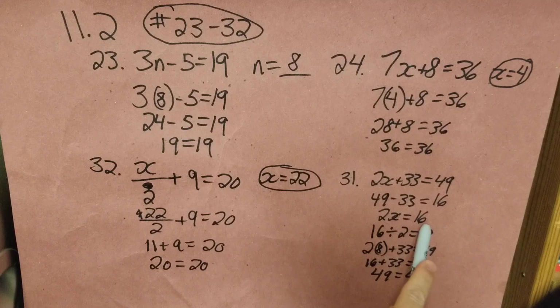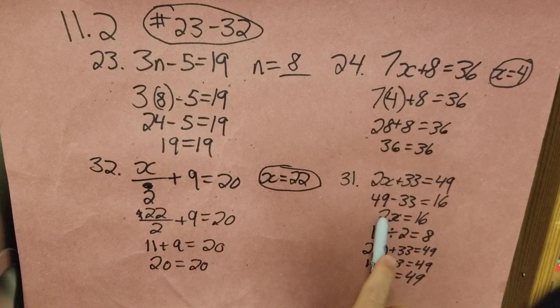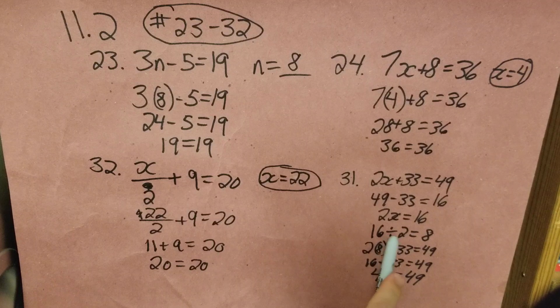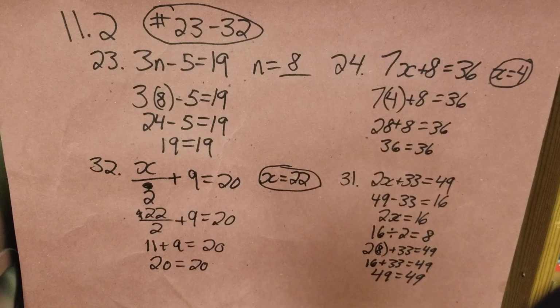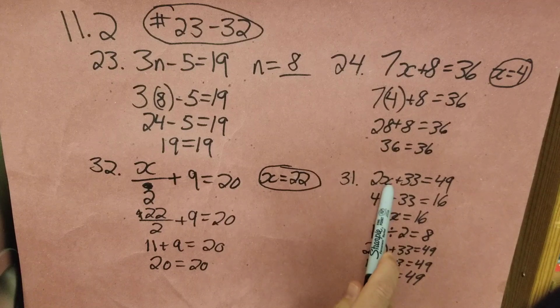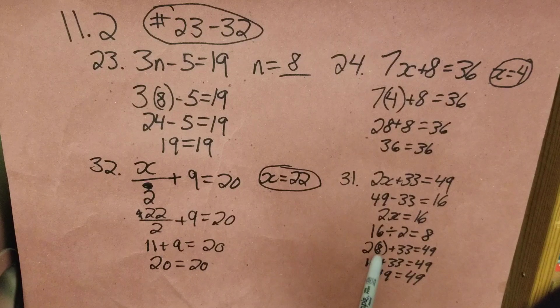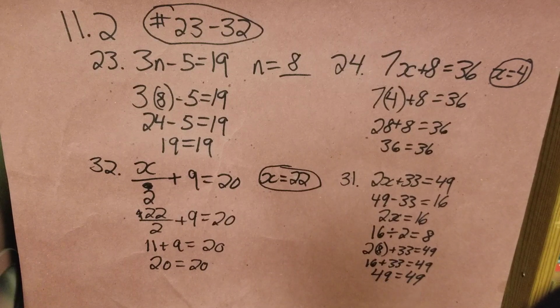Again, backwards and opposite. Start with 16. This is 2 times x, so I'm going to divide by 2. 16 divided by 2 gives me 8. So I think my answer is 8. That's a great guess, and I've done work, but I need to check it and verify it. So I take x out and replace it with 8. 2 times 8 plus 33 is 49. 2 times 8 is 16. 16 plus 33 is 49. 49 equals 49. I know I'm right. Okay?